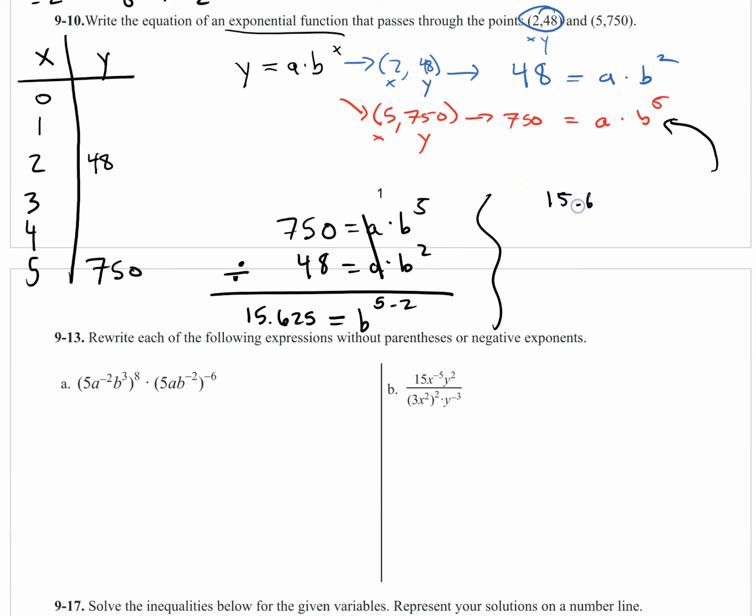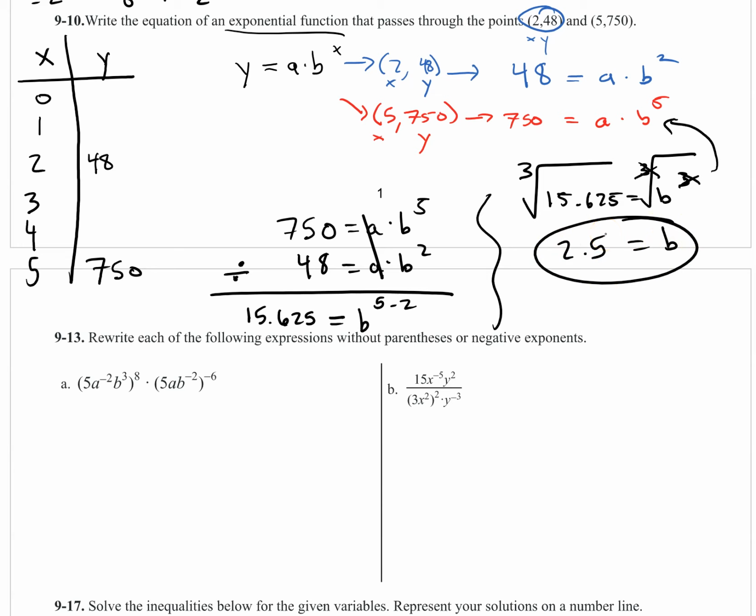Okay, so I have 15.625 equals b to the power 3. Now, in order to get b, I'm going to have to cube root each side. If I cube root each side, cube and cube root cancel each other out. All right, so I take the cube root of that number, and I get 2.5. All right, so b, the multiplier, is 2.5.